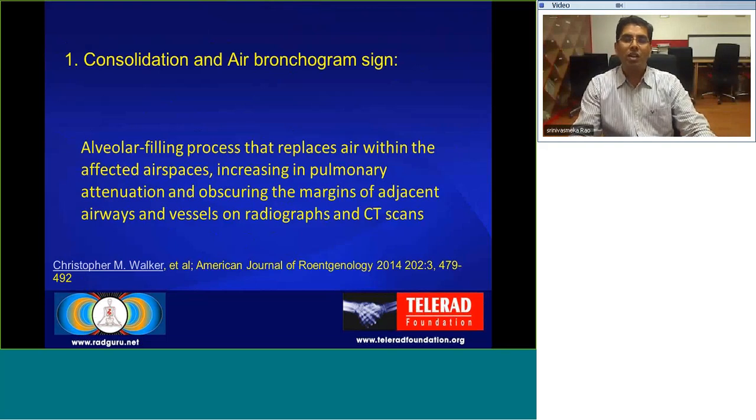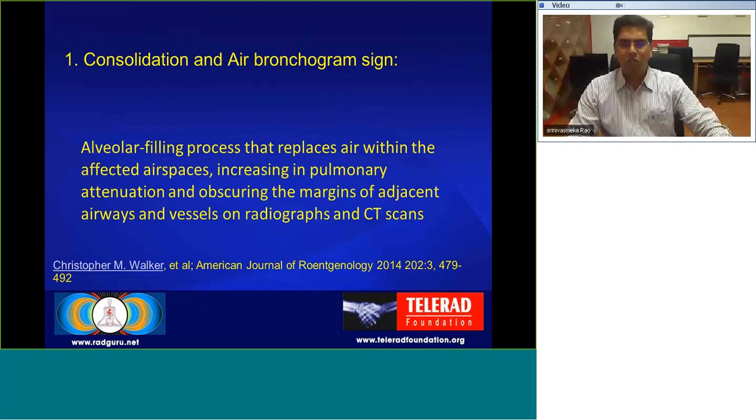The first and foremost is consolidation with the air bronchogram. This is the first one you will be taught when you enter your radiology program. It is nothing but an alveolar filling process that replaces the air within the alveoli, affecting the air spaces and increasing the pulmonary attenuation. The alveoli are filled with fluid, mucus, an infiltrate or an exudate, which increases the pulmonary attenuation. That means they look bright compared to the aerated lung, thereby obscuring the margins of the adjacent airways and vessels on radiographs and CT scans.